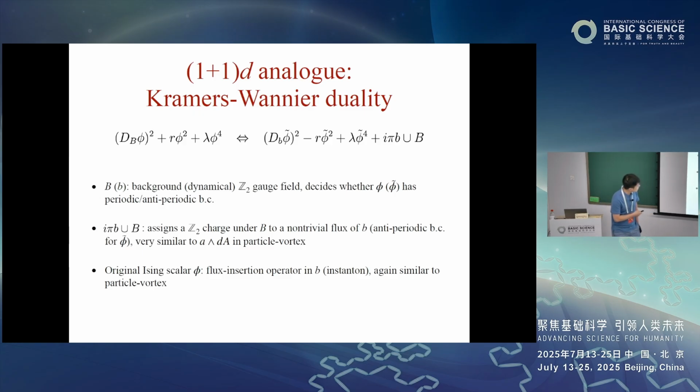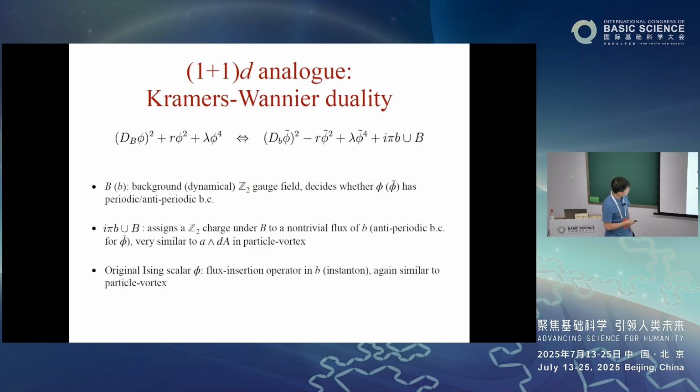What physically it does is to assign a Z2 charge of this global Z2 symmetry to a flux of little b. If I think about an event where the boundary condition of my dual scalar changes from periodic to antiperiodic, for example, that event carries a global Z2 charge. Right? This is what happens in this Kramers-Wannier duality. This is really just saying that I'm exchanging my spin and domain walls in an Ising model.